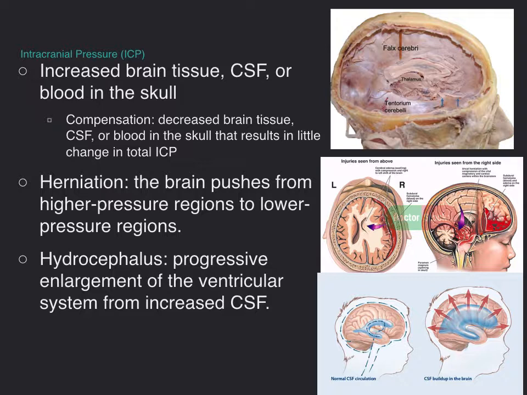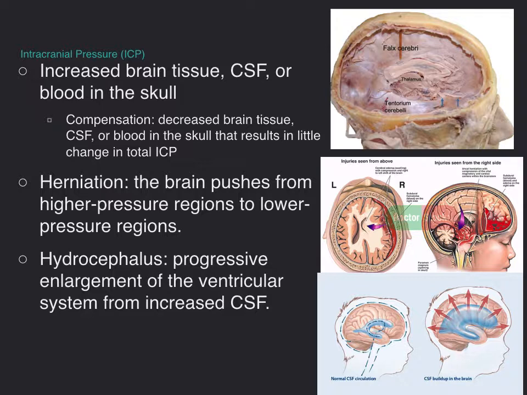Increased intracranial pressure, and intracranial pressure is known as ICP, can be caused because of increased brain tissue, cerebral spinal fluid, or blood in the skull. Increased intracranial pressure is a common pathway for brain injury from various types of insults or agents.